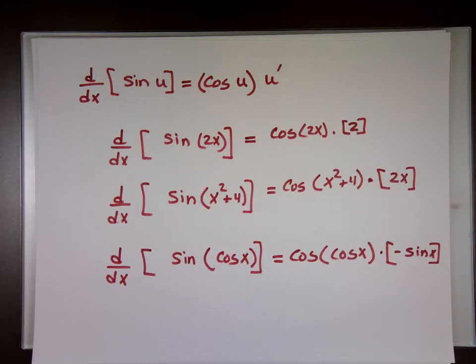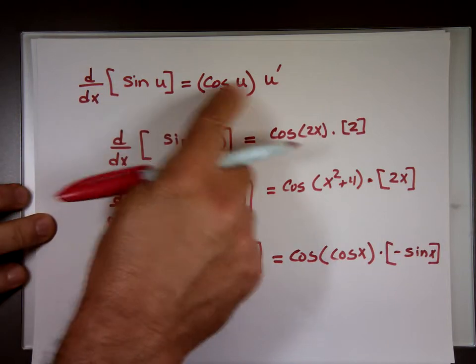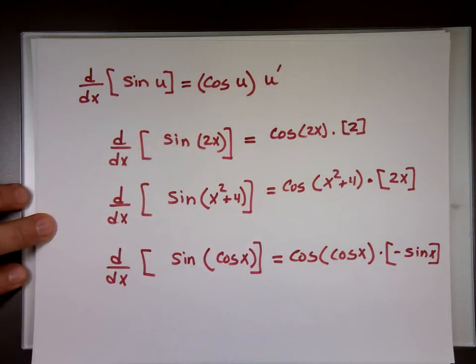Back again. So the derivative of sine of u is cosine of u times u sub prime. Especially we're missing a lot of people today. They're going to need this.